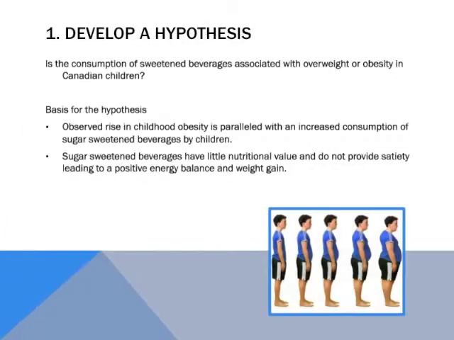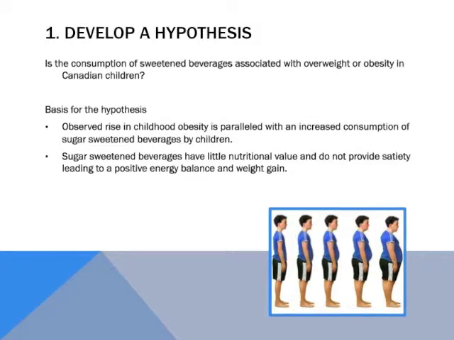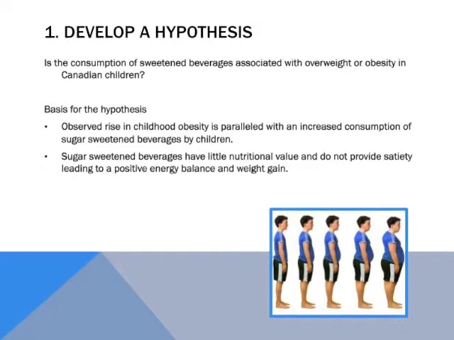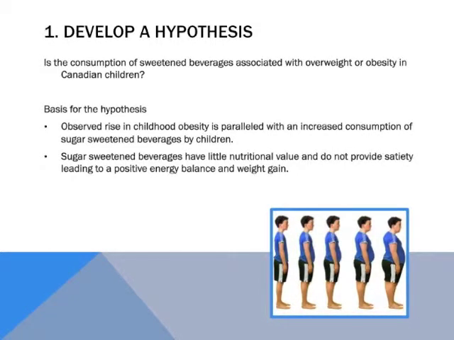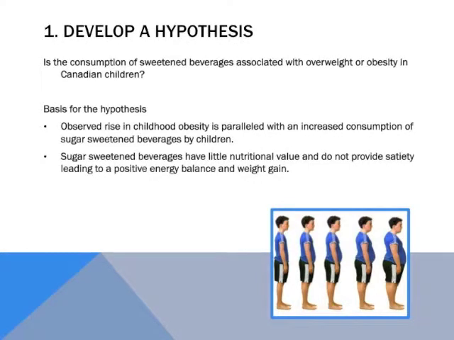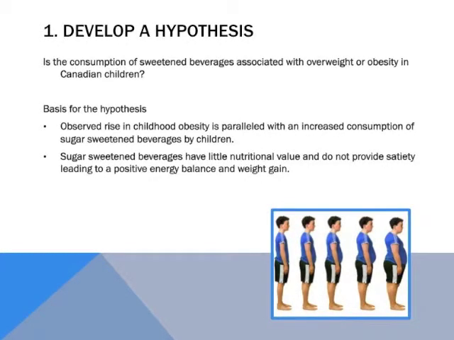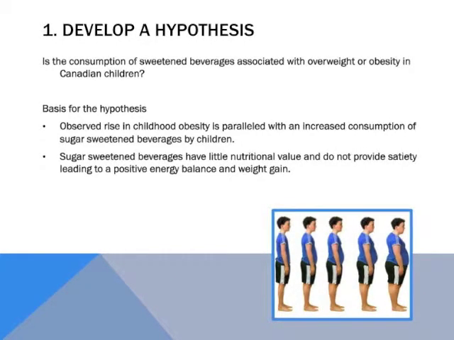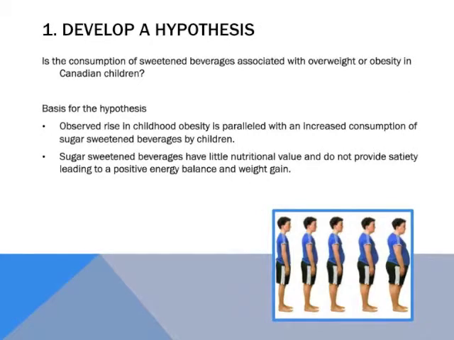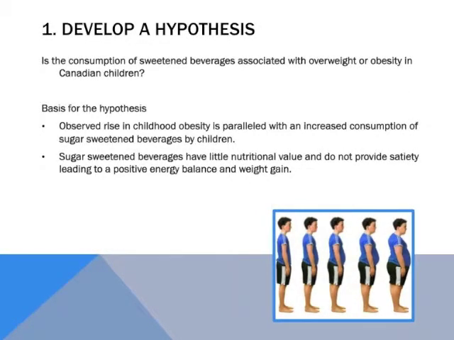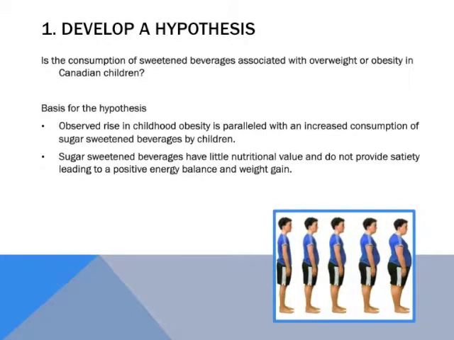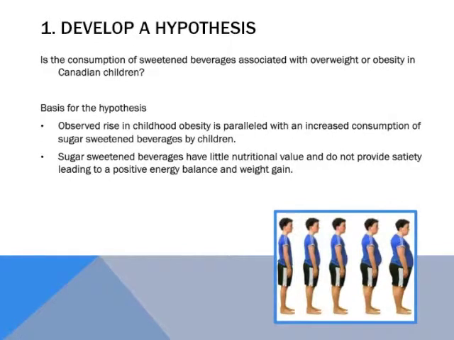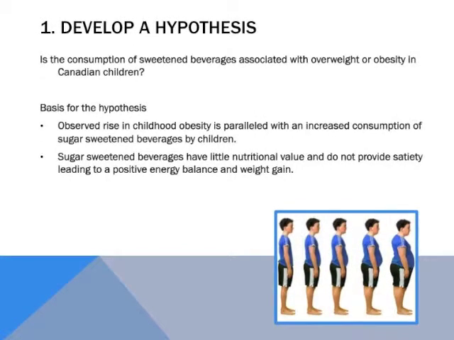The first step in designing an analytic cross-sectional study is to develop a hypothesis or articulate a study question. In this study, the authors wanted to know if the consumption of sweetened beverages was associated with overweight or obesity in Canadian children. In the background of the published paper, the authors explain that the observed rise in childhood obesity has also been paralleled with an increased consumption of sweetened beverages by children. And as these beverages have little nutritional value and do not provide satiety, there is rationale to suggest that they can cause weight gain and obesity in children.